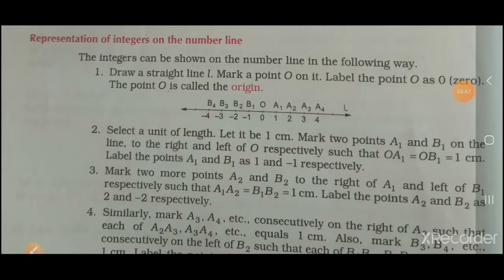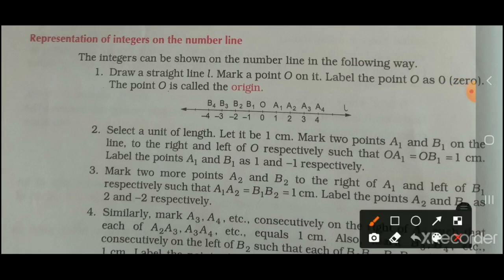And next thing is representation of integers on the number line. Yes student, for this we will draw a straight line like this. Okay, then we will put a point O. And here at O, we will write 0. Yes, this is called origin.